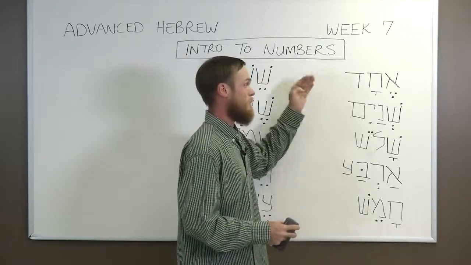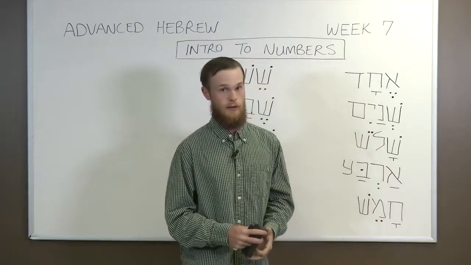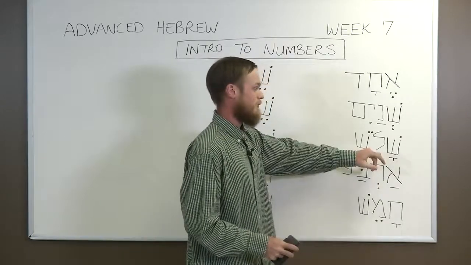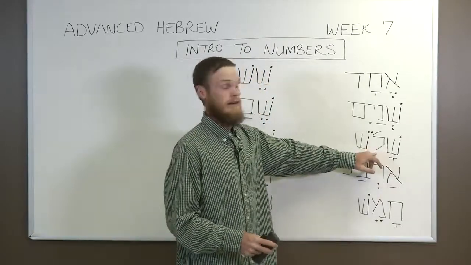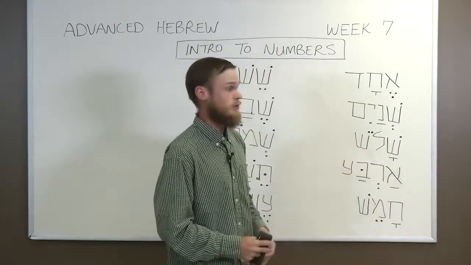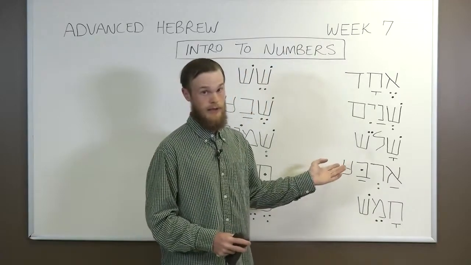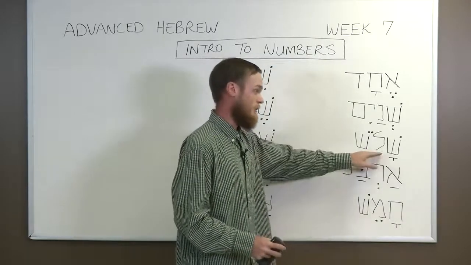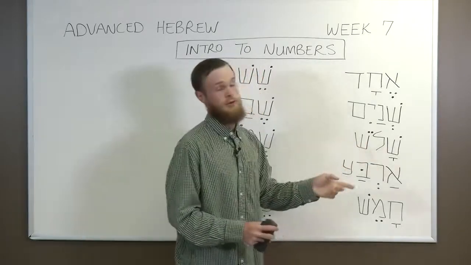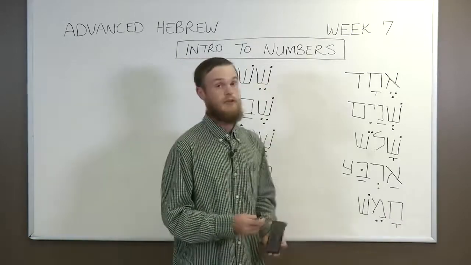So 1 and 2 have to match the gender of the noun. 3 and above have to not match the gender. In other words, if we say 3 men, we have to use the feminine form of 3, which is shalosha. So we would say anashim shalosha, 3 men. For women, we would have to use the masculine form. So we would say nashim shalosh, 3 women. This is a strange thing to be sure.